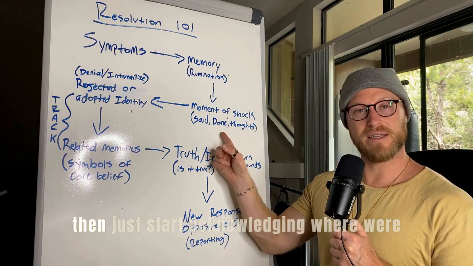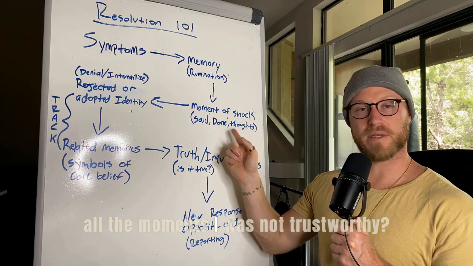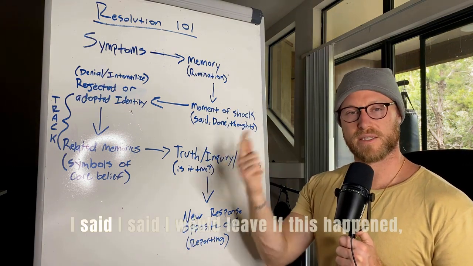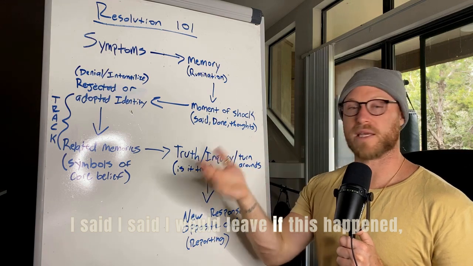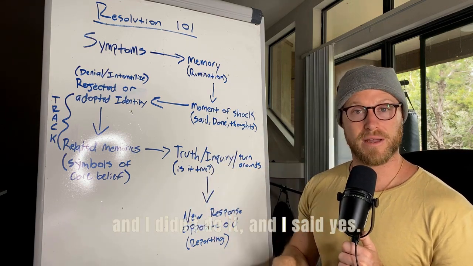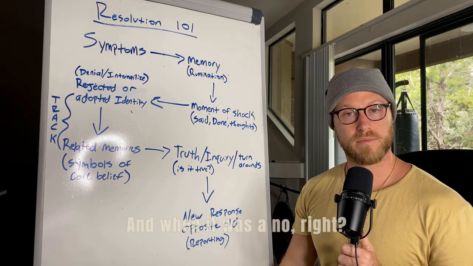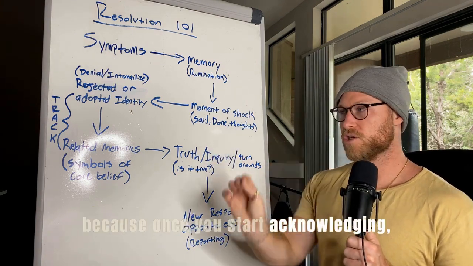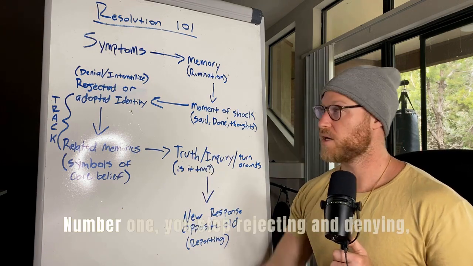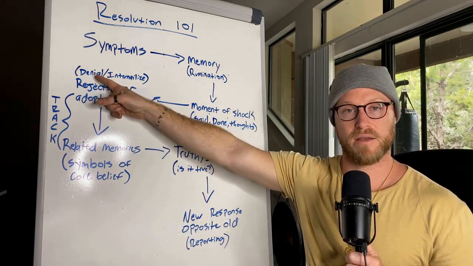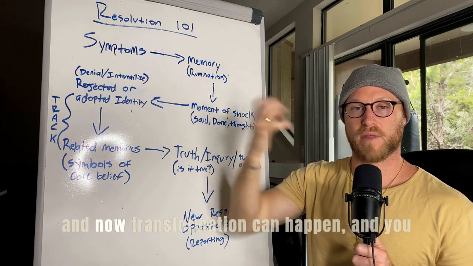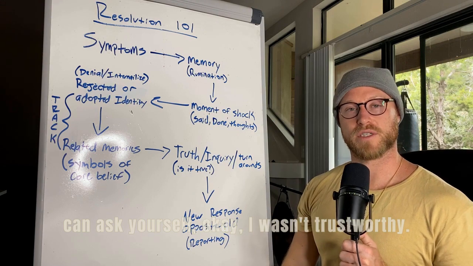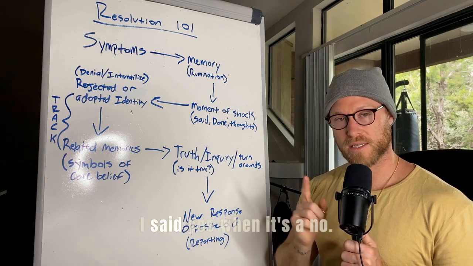Because if it's a yes, then just start acknowledging where were all the moments I was not trustworthy. Oh yeah, I said this and I didn't do it. I said I would leave if this happened, but then it happened and I didn't do it. And I said yes when it was a no. And that might lead you down a little rabbit hole, because once you start acknowledging, you know what? It was true. Number one, you stop rejecting and denying. And now transformation can happen. And you can ask yourself, okay, I wasn't trustworthy. I said yes when it's a no.